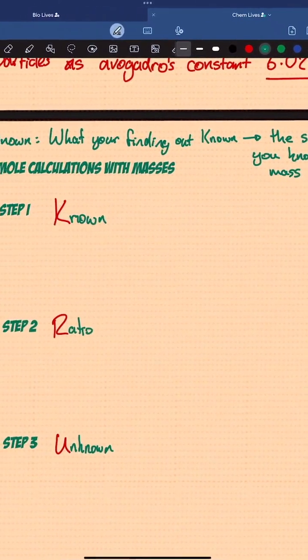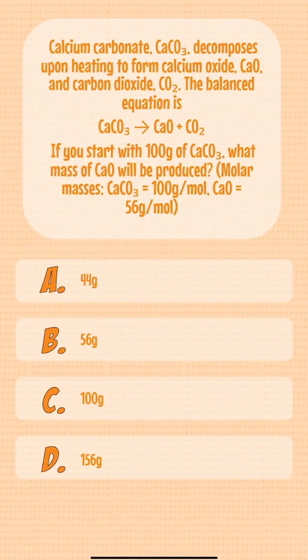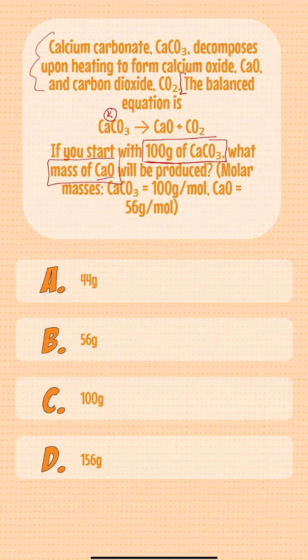So let's go back to that question. Let's identify what's known and what's unknown here. So the question says calcium carbonate, CaCO3, decomposes to form calcium oxide. So all of this is not that important. The balanced equation is this. The equation is very important. If you start off with 100 grams of CaCO3, what mass of CaO will be produced? What's known and what's unknown? Known is what you know the information of. We know 100 grams of CaCO3. So let's mark that with a K. Unknown is what we're trying to find out. We're trying to find out the mass of CaO. So we're going to mark that with a U.